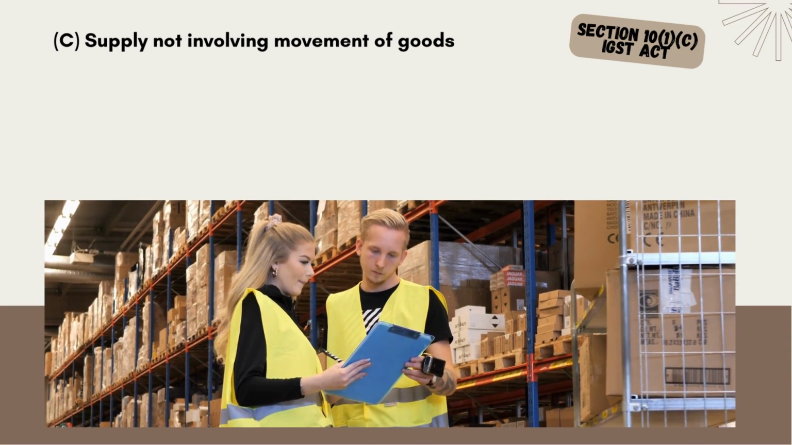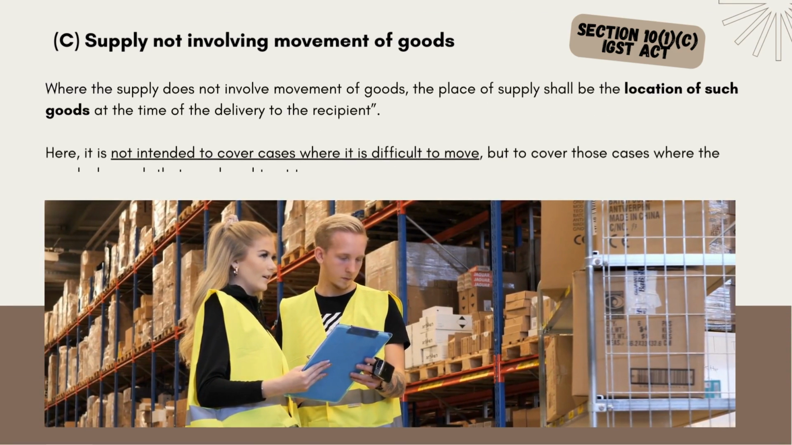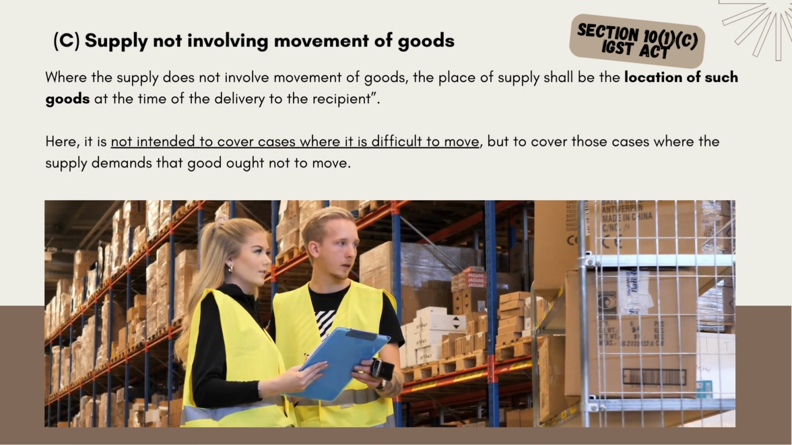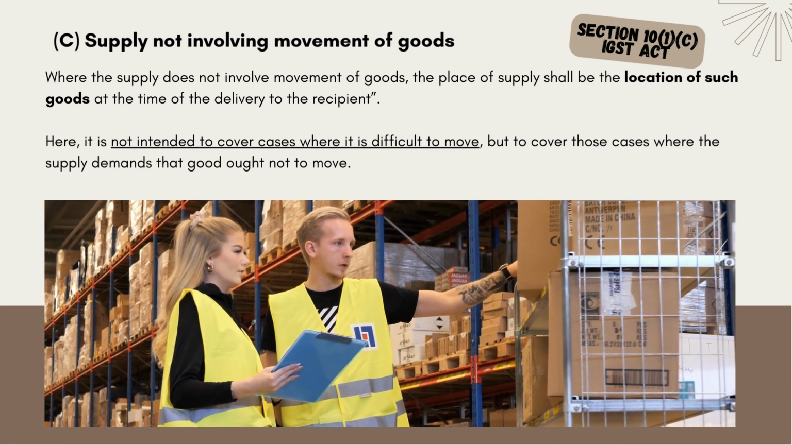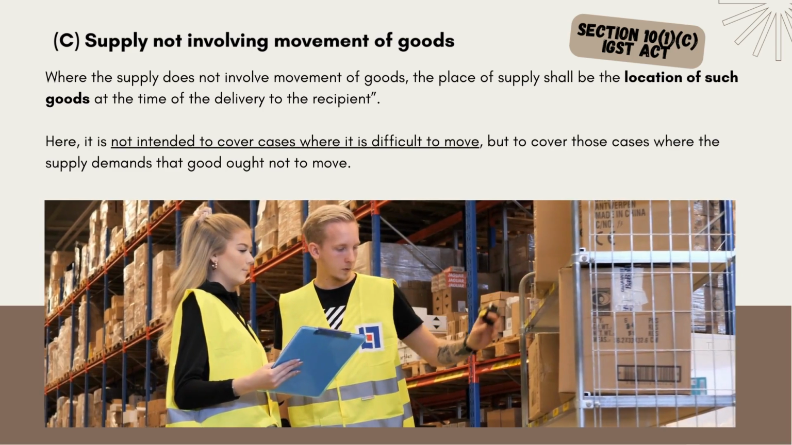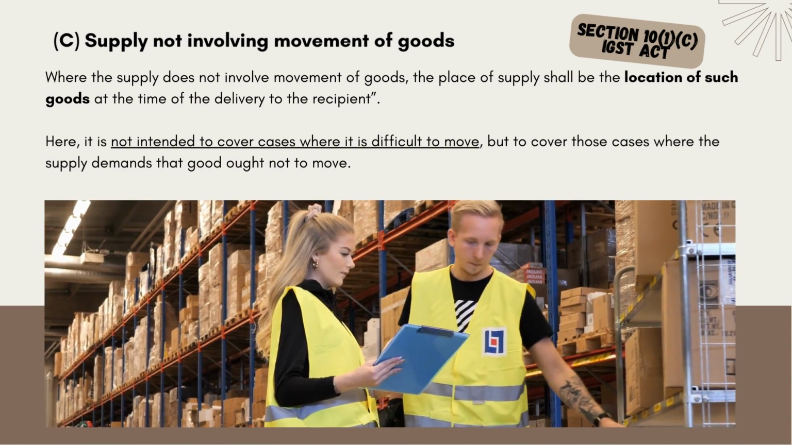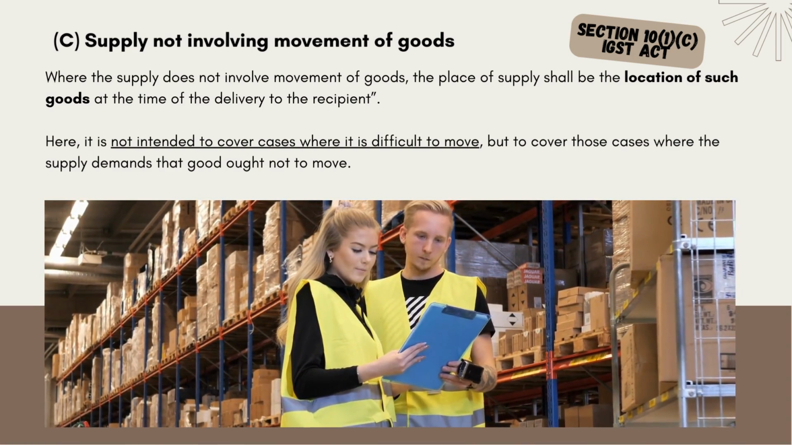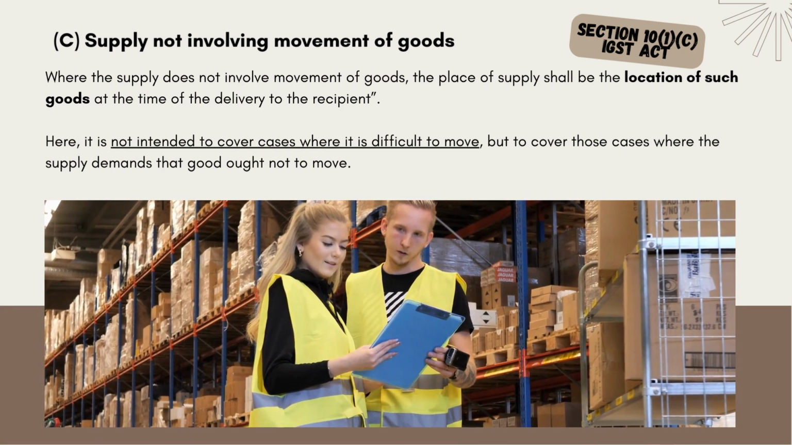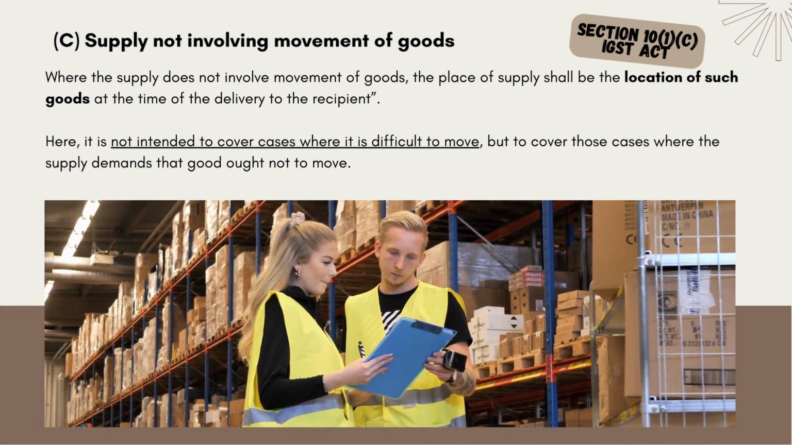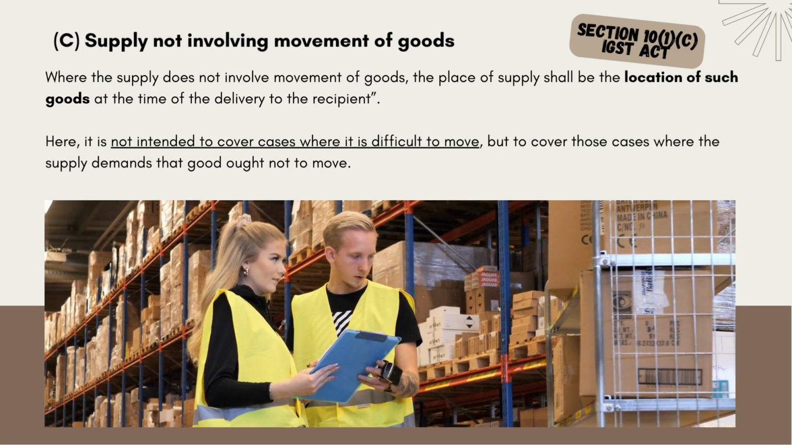C. Supply not involving movement of goods. Where the supply does not involve movement of goods, the place of supply shall be the location of such goods at the time of the delivery to the recipient. Here, it is not intended to cover cases where it is difficult to move, but to cover those cases where the supply demands that goods ought not to move.